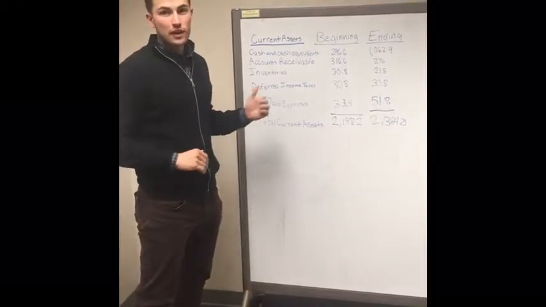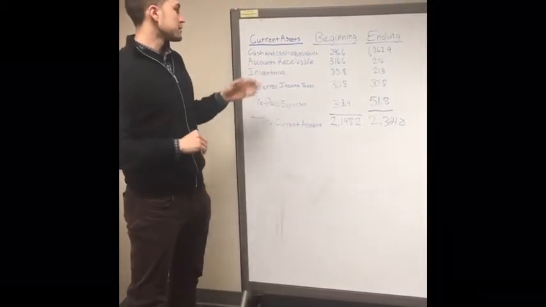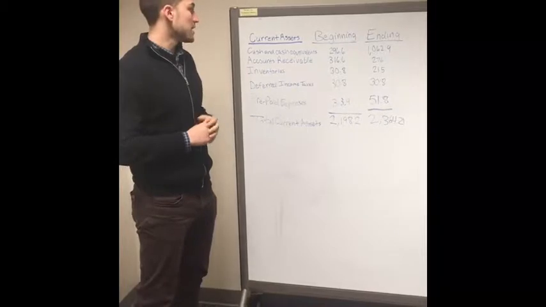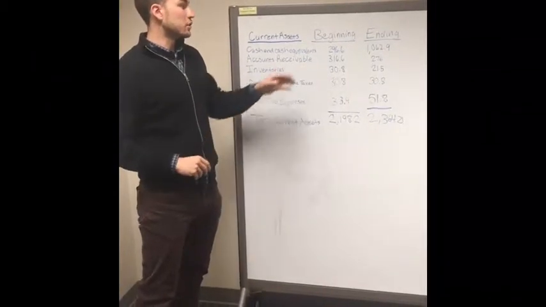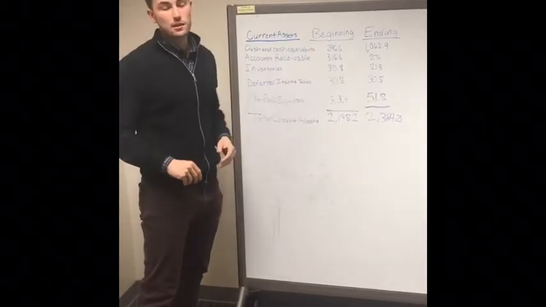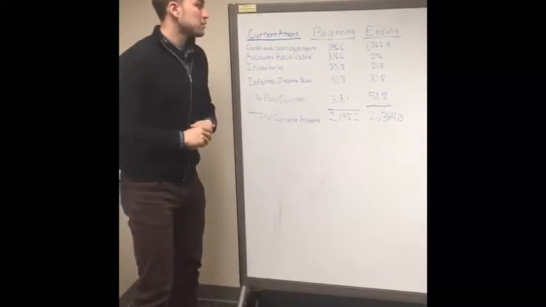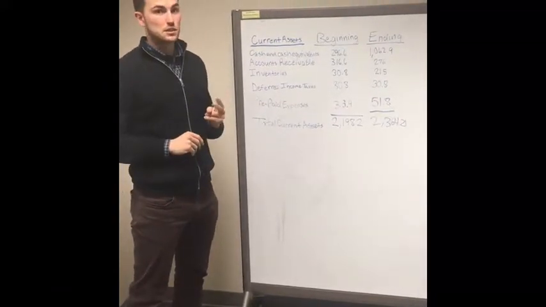So we're going to start with the current assets portion of our balance sheet. The first item we had is cash and cash equivalents, and we utilized the statement of cash flow to know that this was the beginning balance and this was the ending balance. It was very straightforward.